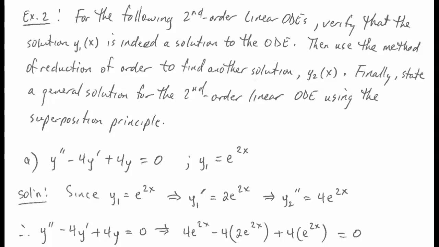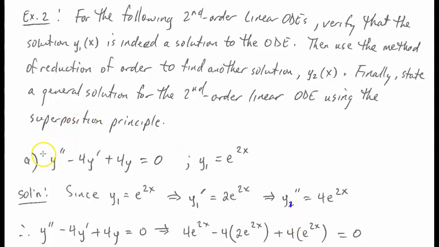All right, so let's get to our first example here. So for the set of examples that I'm going to do here, we're given a second order linear ODE, and we're also given a solution to that ODE. And what we want to do is verify that solution first. And then after that, we want to use this method of reduction of order to find out what the second solution is going to be, okay? And, oh yeah, see, I got a small mistake here. So let me go ahead. This should be a 1, not a 2.